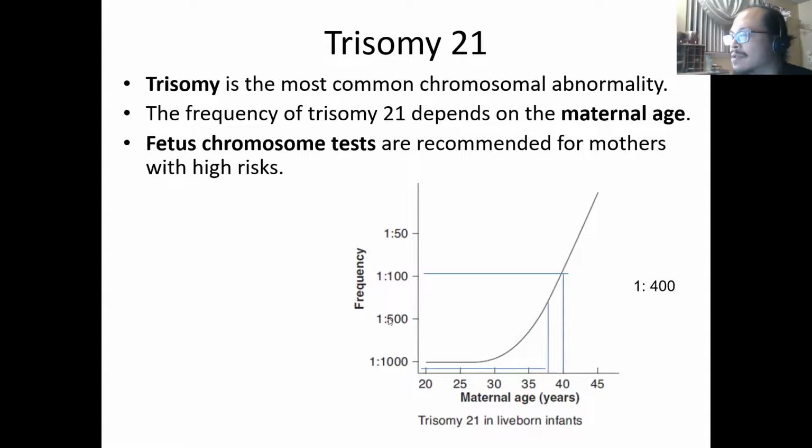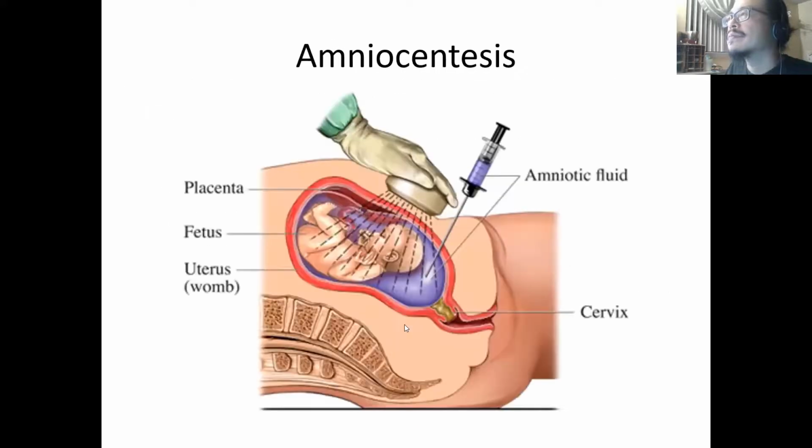So 1 in 350, somewhere like that. With this one, the chance to have a baby with Down syndrome is about that range, right? So you can either have a miscarriage or have a Down syndrome baby, and basically the chance to have the Down syndrome baby is higher. So it's highly recommended that pregnant women older than 37 years old do this test. So that's that.